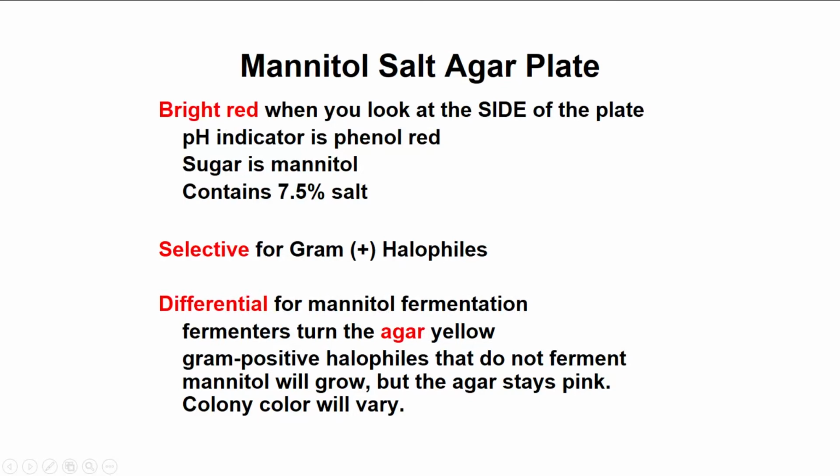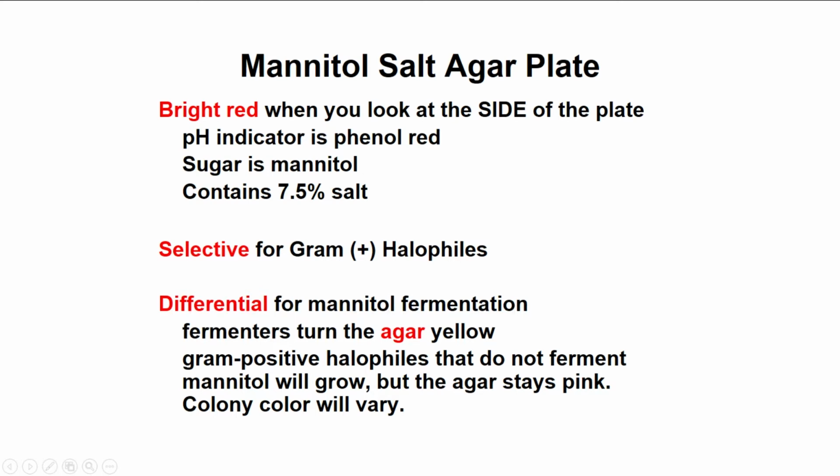Whenever we talk about plates, in this context, we're talking about selective and differential plates. So selective means I only allow a certain type of bacteria to grow on me, and differential differentiates between some property of those bacteria growing on the plate. So in this case, this plate selects for gram-positive halophiles. So you have to be both of these things.